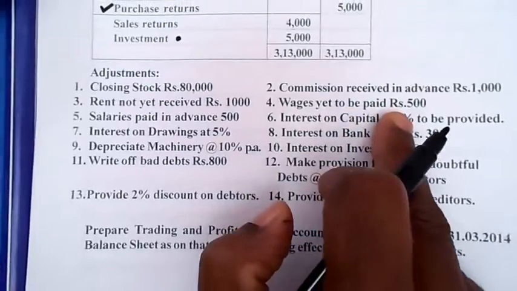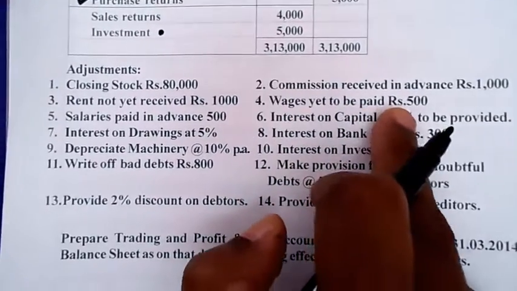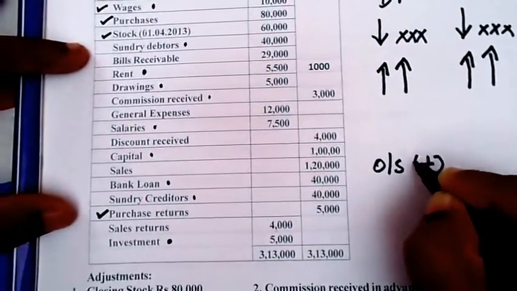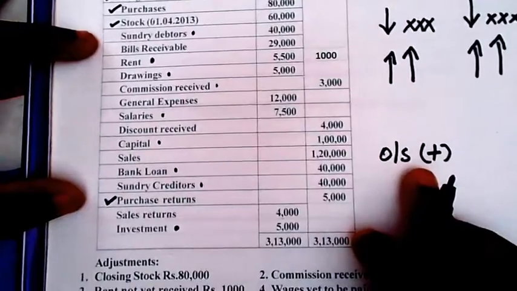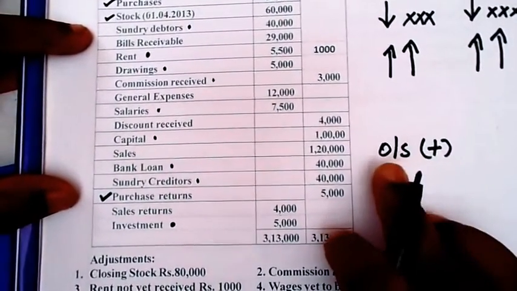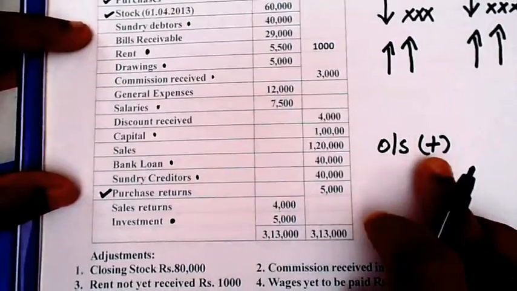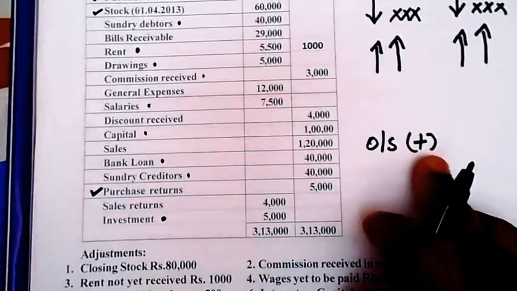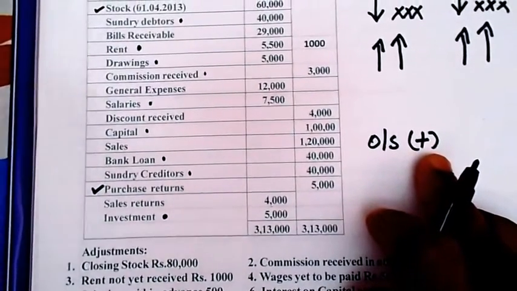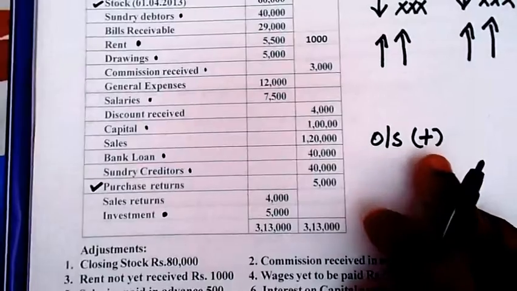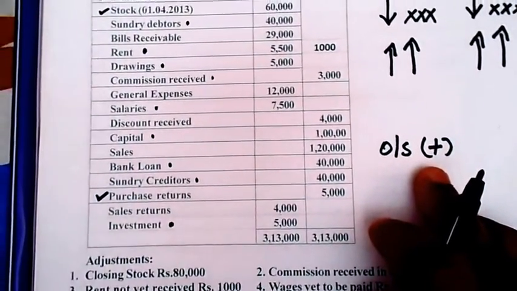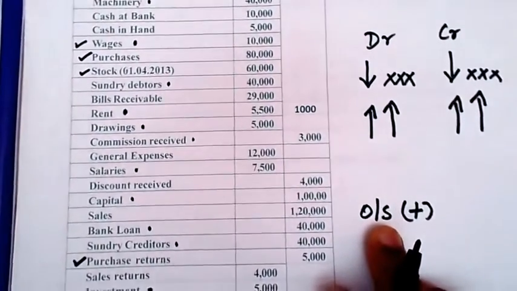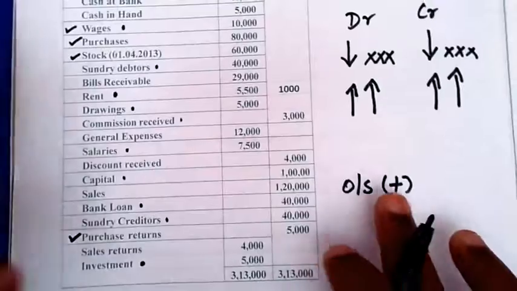So wages yet to be paid, no? Yet to be paid means not yet paid, outstanding wages. Any outstanding amount should be added along with the respective account, whether it is income or expense. For example, salary outstanding means add along with salary. Wages outstanding means add along with wages. Rent received, outstanding rent means just add along with that particular income. In the same way, you can use this for all expenses and incomes. If it is outstanding, you can apply this.